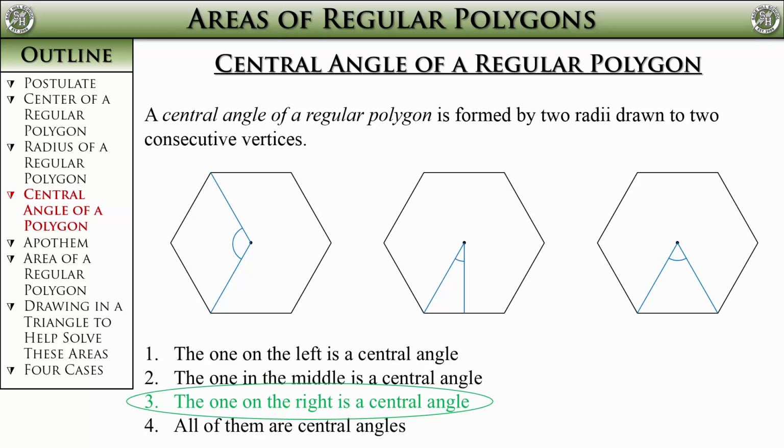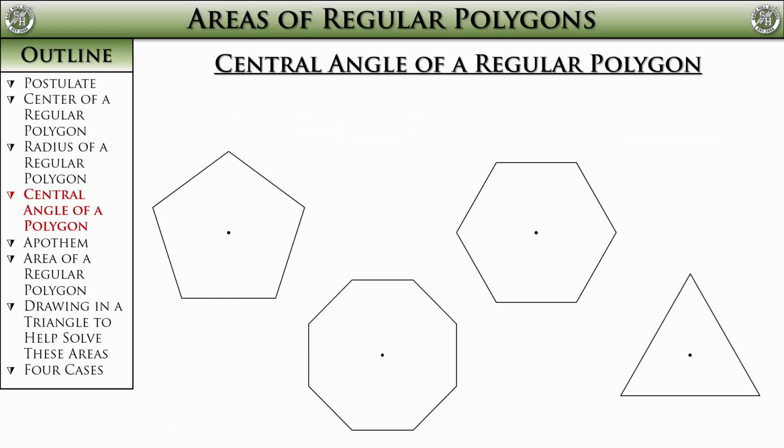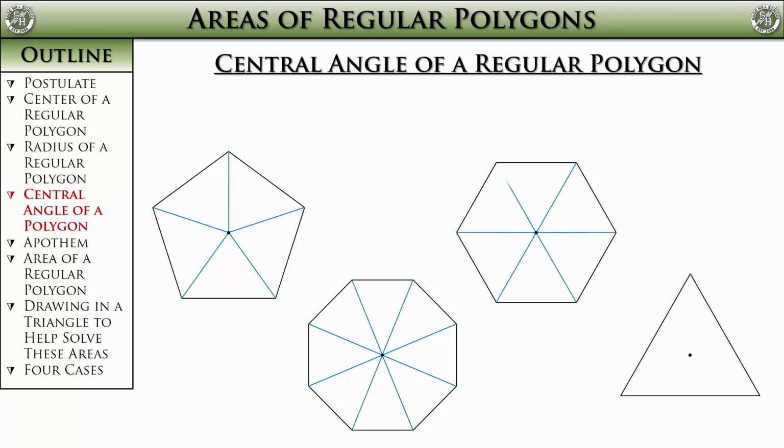The one in the middle doesn't count since it is only formed by one radius. The other side isn't a radius at all. The one on the right is the only one formed by two radii going to two consecutive vertices. The whole reason for this specific and restrictive definition for a central angle is so that there is only one possible size for each central angle. Let's see exactly how. I am drawing in all of the radiuses of all of these regular polygons. By doing that, all of the central angles are drawn.